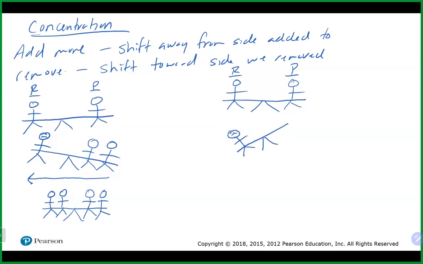Not so good. To fix this, do we need to put more people on the left or more people on the right? We do need to put more people on the right. So it's going to shift to the right, to the side of where we removed it from. And once again, it will be able to come back to equilibrium at that point.